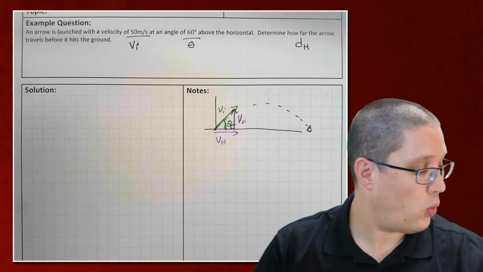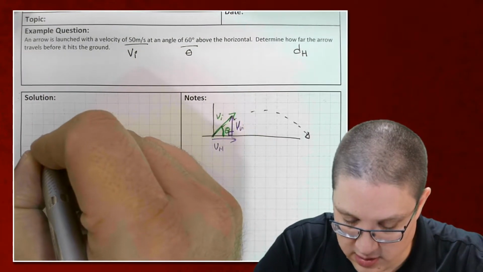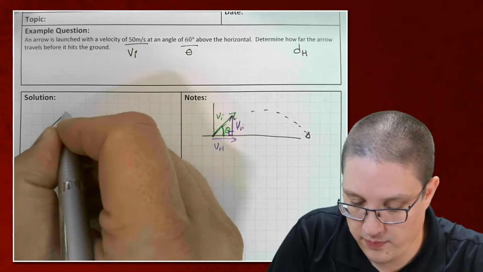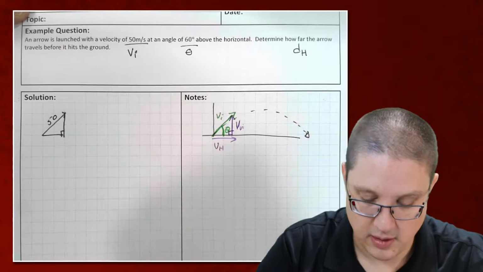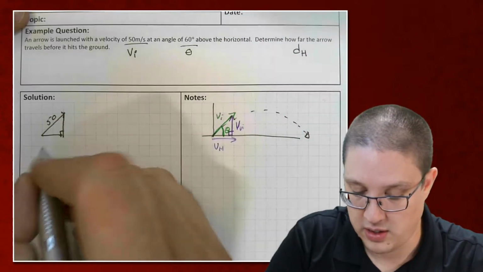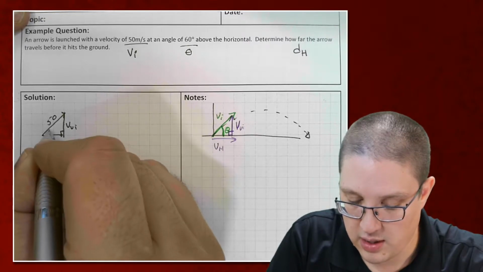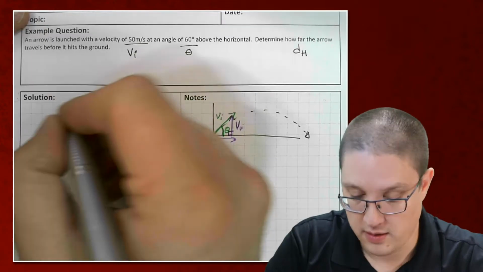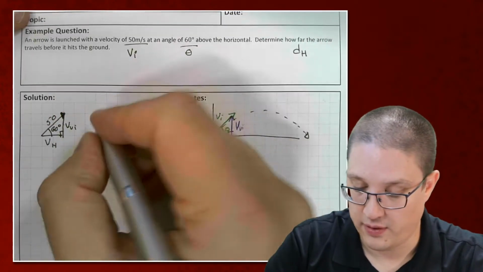So what I have is a little triangle. I'm going to draw this out. This is not to scale. I have 50 meters per second as my hypotenuse here. This is my VVI, and that's my VH. I know that that is 60 degrees. There we go. I need to now figure out these two.